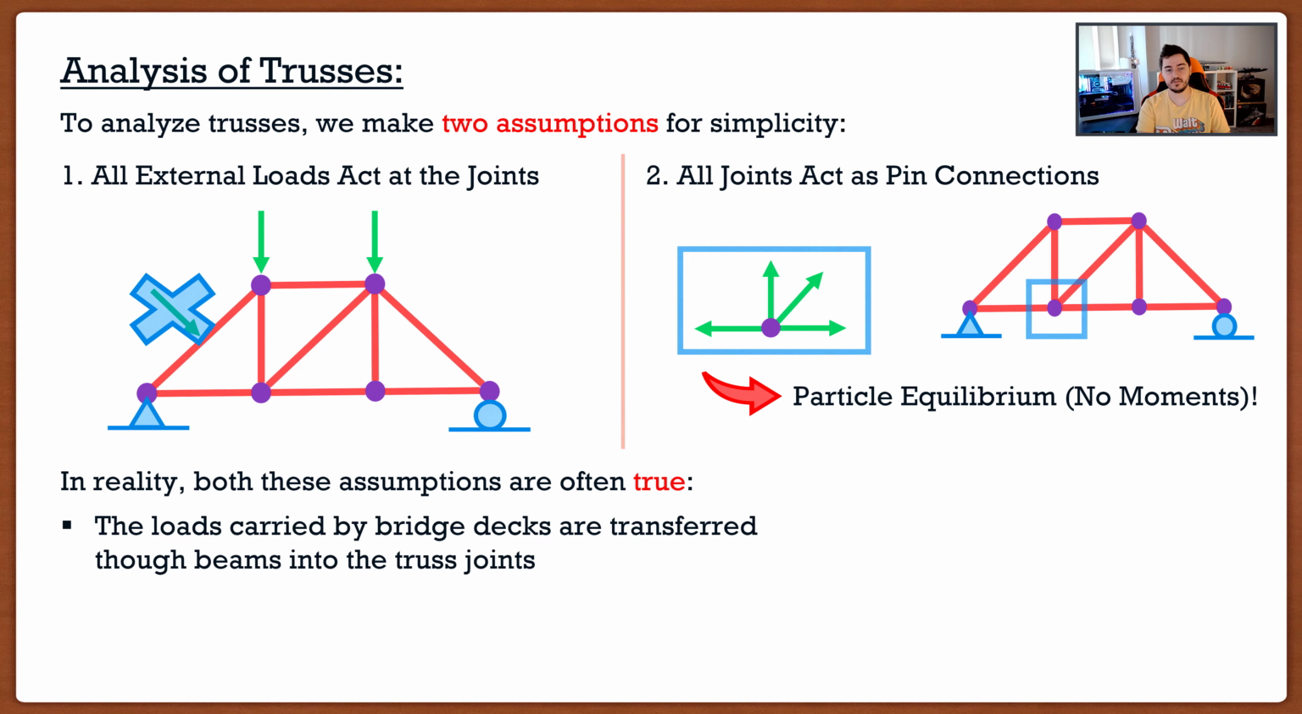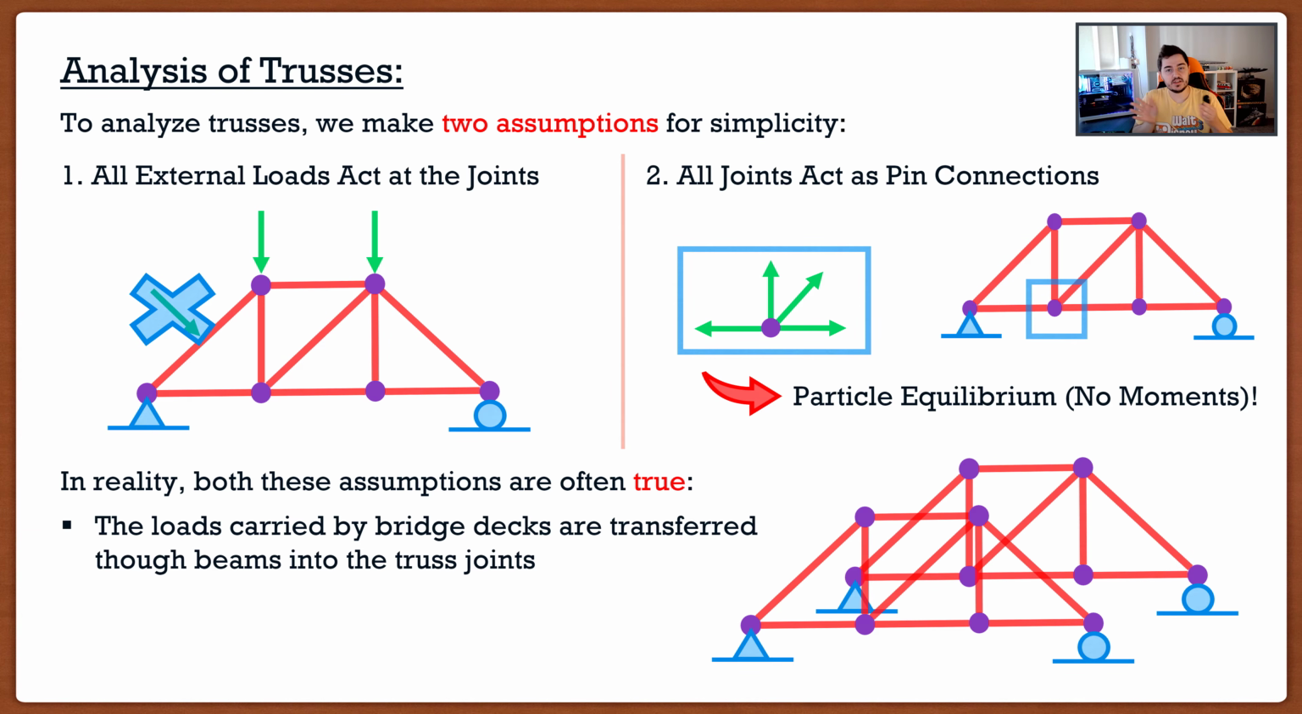If we look at the first assumption, where all our external loads act at the joints, as engineers, we actually design our truss bridges for this to be true. Remember that a truss bridge is basically two planar trusses running parallel to each other, and the railroad or the bridge deck acts in between. That deck on that nice flat plate is actually supported by beams underneath. And these beams, which I've now shown in green, we only connect to the joints of our truss. You never see one of these beams connected to the middle of a member. So as engineers, we can make sure that this first assumption holds true.